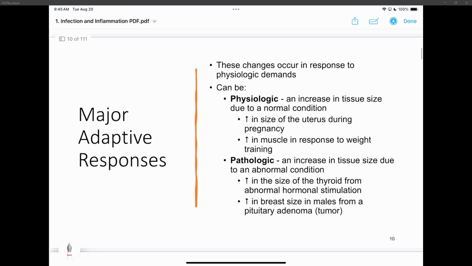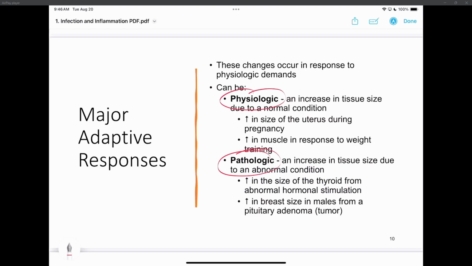So again, you have to classify these changes. Is it physiologic or is it pathologic? Is it due to an underlying pathology, or is this a normal response to whatever they're doing? Physiologic: an increase in the size of the uterus due to pregnancy. Yes, it's going to have to get bigger. It's a normal response to pregnancy. Increased muscle in response to weight training. Your pathologic conditions: thyroid enlargement due to abnormal thyroid function. That's a pathological condition causing the thyroid to get bigger.